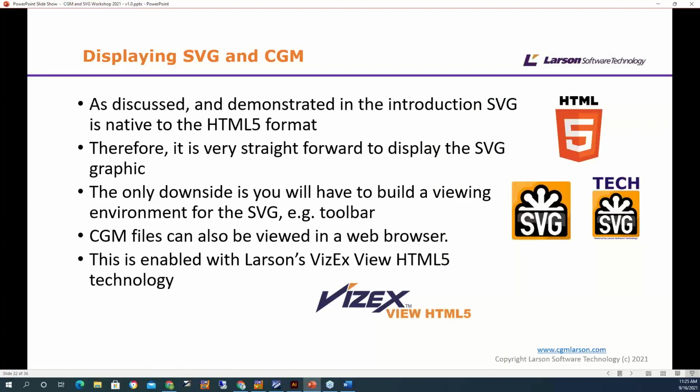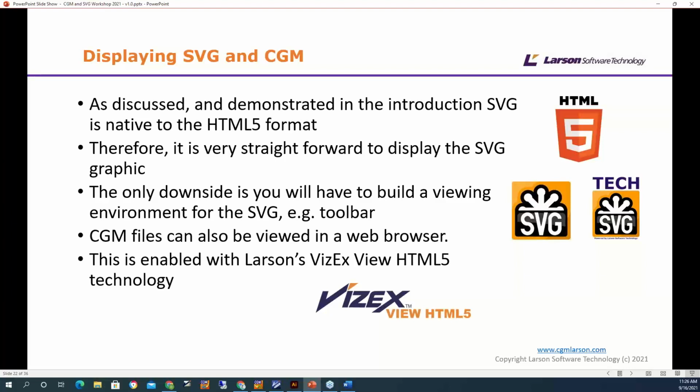So as I said, displaying SVG is not really an issue, because we could really open it in any web browser. It's very straightforward. The only downside I see is that you have to build your own viewing environment for the SVG. If you need a toolbar or anything like that, then just double clicking on it just opens it and it's there. So you'd still need some control over that SVG, and perhaps linking to parts list and so forth. So it's not quite as easy as just using SVG.